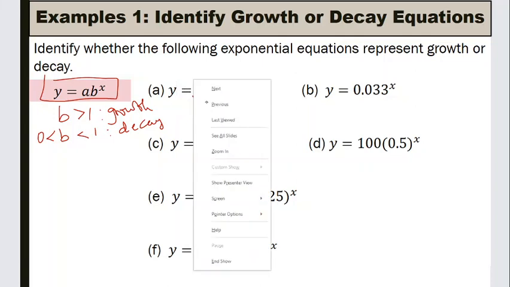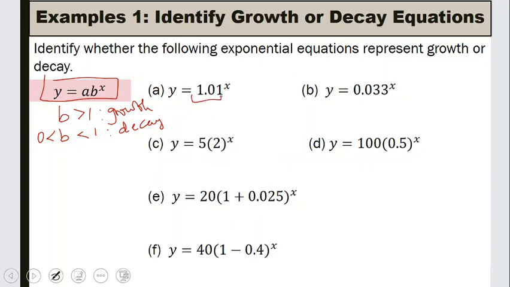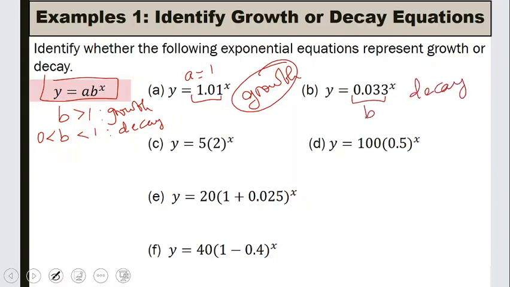In this case, for example A, a equals 1 and b is 1.101. That means it's greater than 1, so this is a growth. Example B would be a decay because you can see clearly that our b in this case is 0.033. In this case, our b is 2, so this is a growth. And in this case, our b is 0.5, so that's a decay.